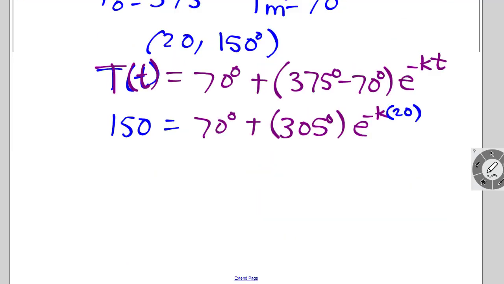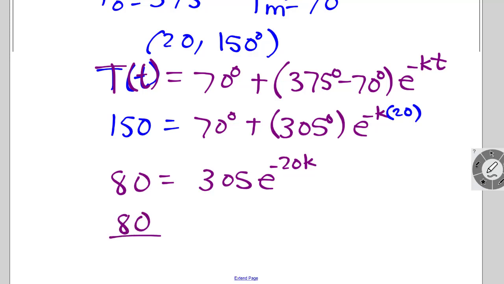All right, so I'm going to isolate the term that involves k by subtracting 70 from both sides. And I get 80 is equal to 305 times e to the negative 20k. Then we can divide both sides by 305. So I've got 80 over 305 equals e to the negative 20k.